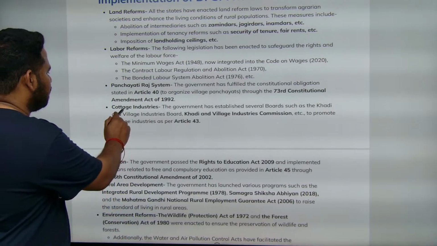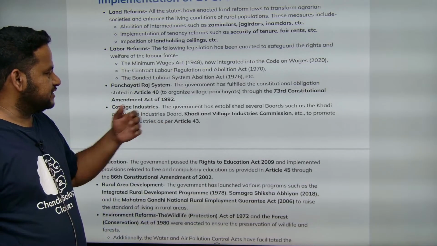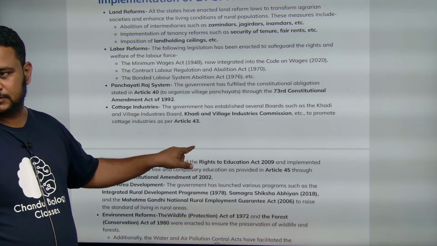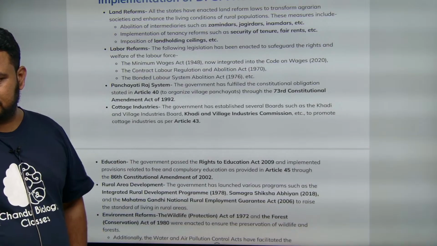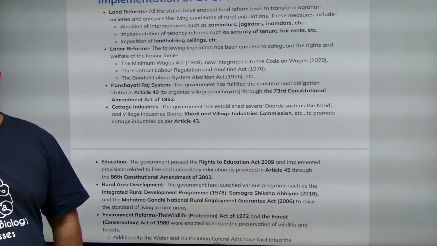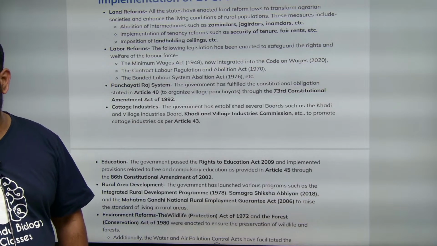Next is cottage industries. That is also Article 43. To promote cottage industry as per Article 43. Got it? That is also the participation of workers in the management of industries. Article 43 is talking about living conditions for workers, living wages for workers, all these things.